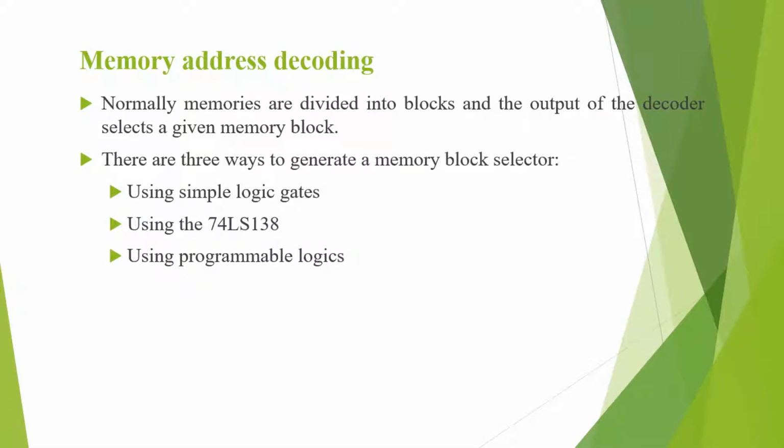Normally the memories are divided into blocks and the output of the decoder selects a given memory block. There are three ways to generate a memory block selector. First one, using simple logic gates. Second, using a 74LS138 decoder. Third, using a programmable logic circuit.